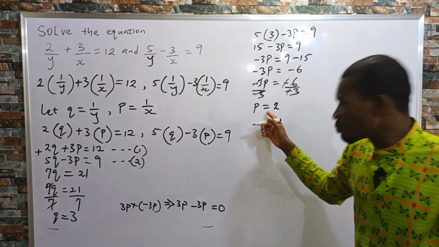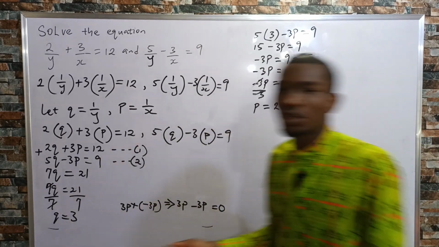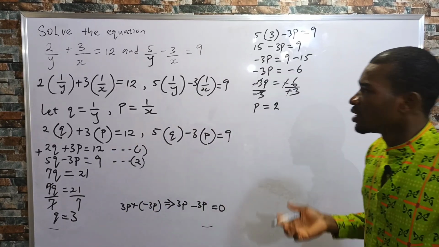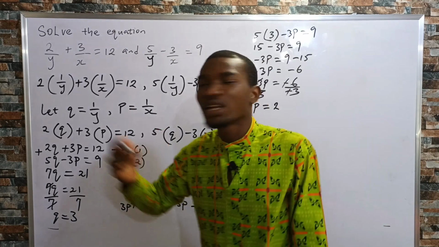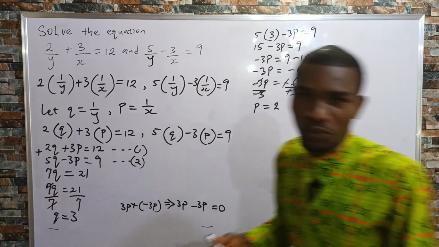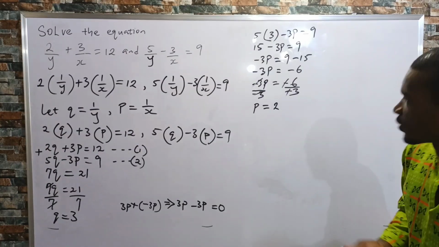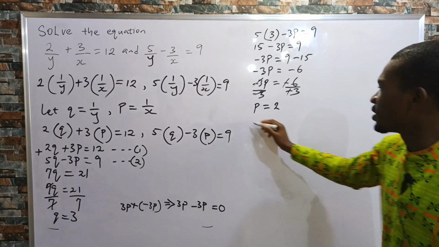But actually, the p and the q respectively are not the real values we are looking for. The values we are looking for are the original values of x and y, which we are asked to find. So how do we find it?